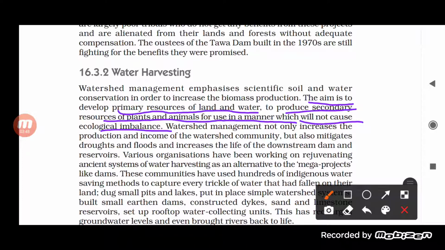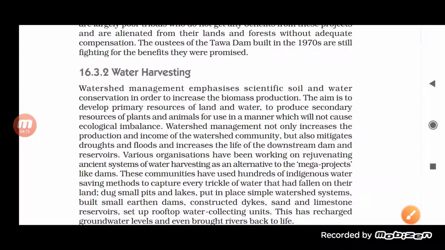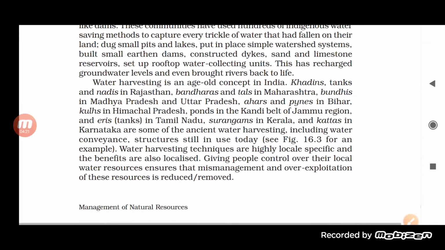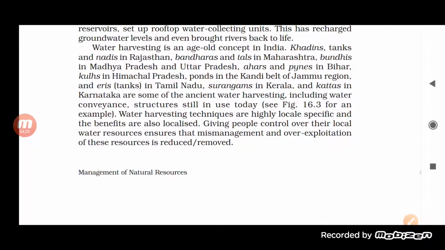The communities have used hundreds of indigenous water saving methods to capture every trickle of water that has fallen on the land. Dug small pits and lakes, put in place simple watersheds, built small earthen dams, constructed dikes, sand, set up roof water collecting units. This is all to show that they have used different kinds of methods by which they can preserve the water, the earlier methods as well as the methods that we use in the urban areas or in the cities.